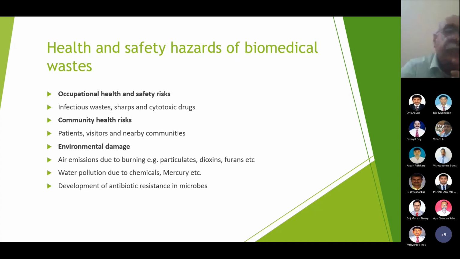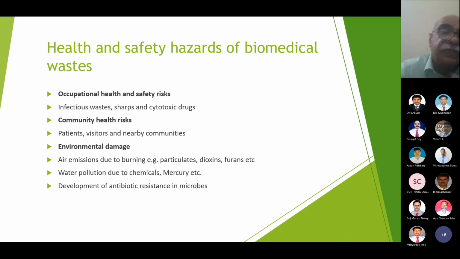Then there are risks to the communities. Community risk, we can say directly the patient, as I said initially, the patient himself or herself can be the victim of the irresponsible handling of the biomedical waste. The patient itself can be affected with the hospital-acquired infections. Then visitors, they are at a high risk. Nearby communities who are near the healthcare facility, like the children, like the old age people who are living nearby, if they come into contact with the waste, they are at a high risk. So that is also a risk to the community health. And then there is a risk to the environment itself.